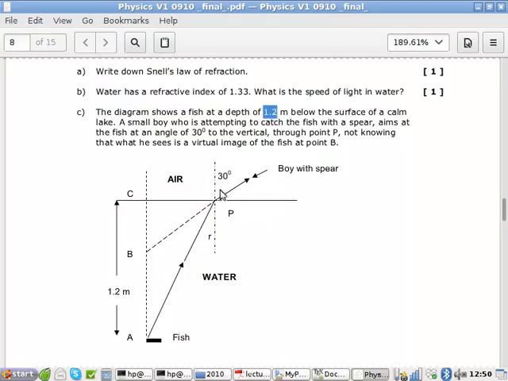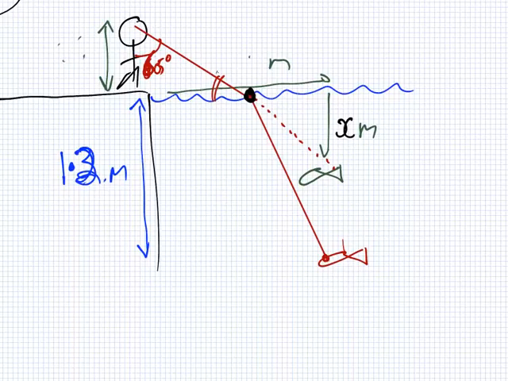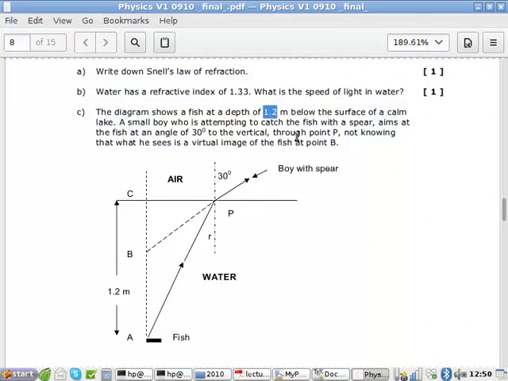How would you know? 30 plus... Oh, sorry, this one's 30. I'm screwing this up. This one's 30. Now we're back to 30. This is 30. Okay, so that is 30 and that is 1.2. And we want to find the x here. And I don't think there's any other info that will help you except for the 1.33 for the water.